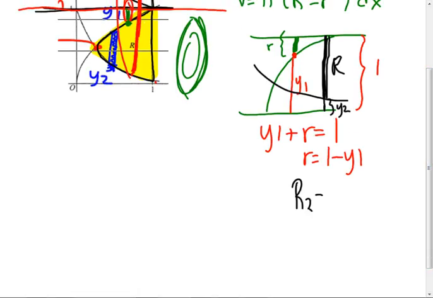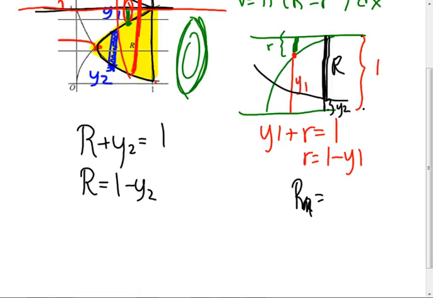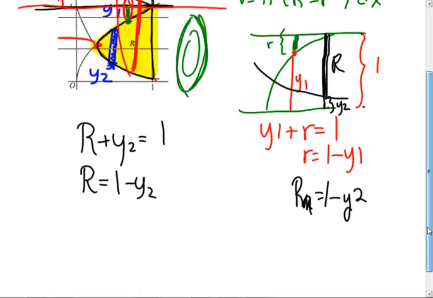R is equal to 1 minus the height on the y's, because R, big R, plus y2 equals 1. Solving for capital R, it's what? 1 minus y2. Not always that way. You have to draw the pictures and look at the geometry. So this is 1 minus y2. Whew, that's a lot of work.